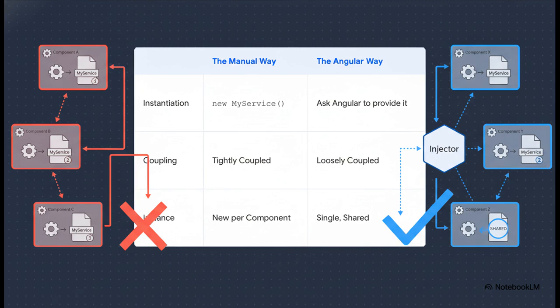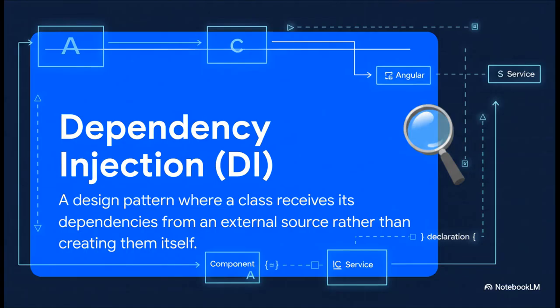Instead of creating the service ourselves, we simply ask Angular to provide it for us. And that simple act of asking has a name. It's called dependency injection, or DI. It's this really powerful design pattern where a class, like our component, doesn't build its own dependencies. It just declares what it needs.